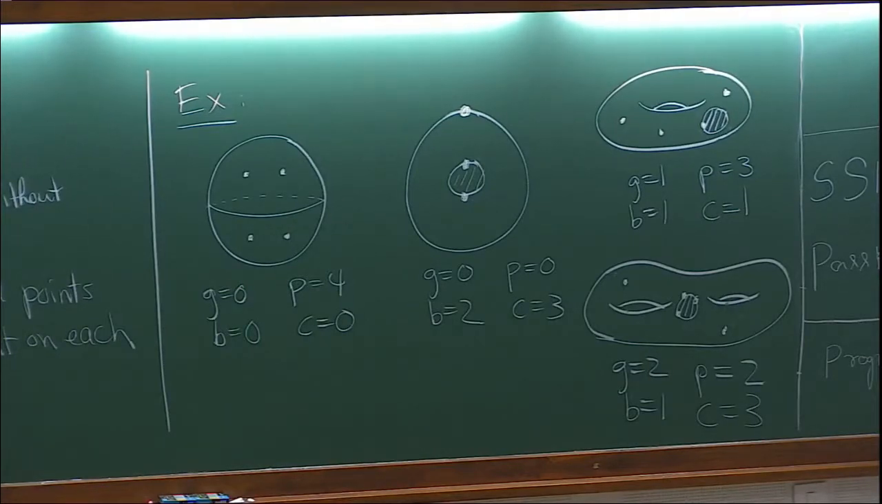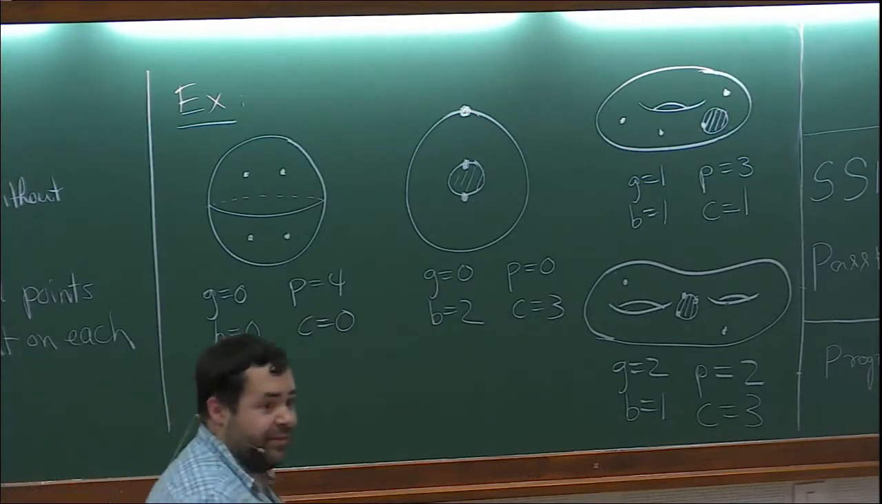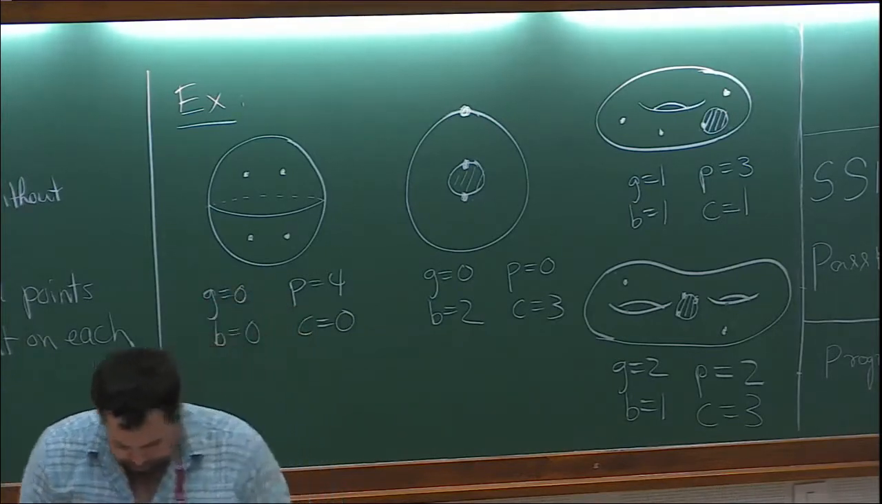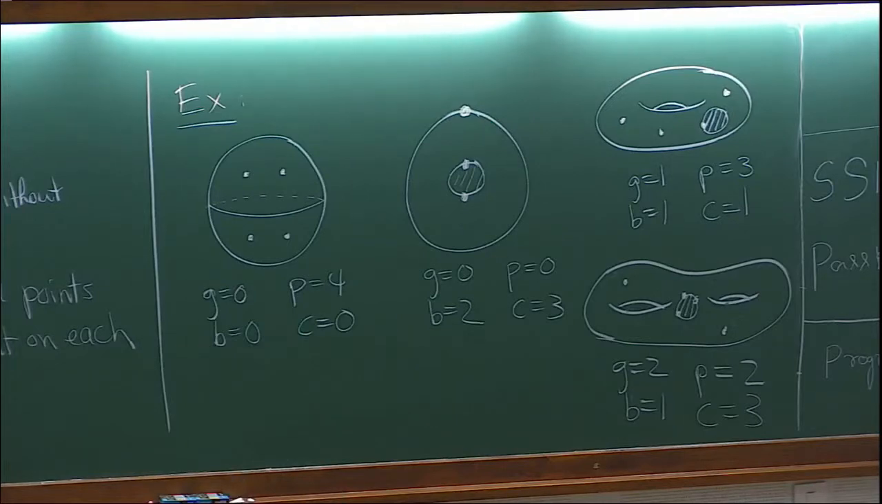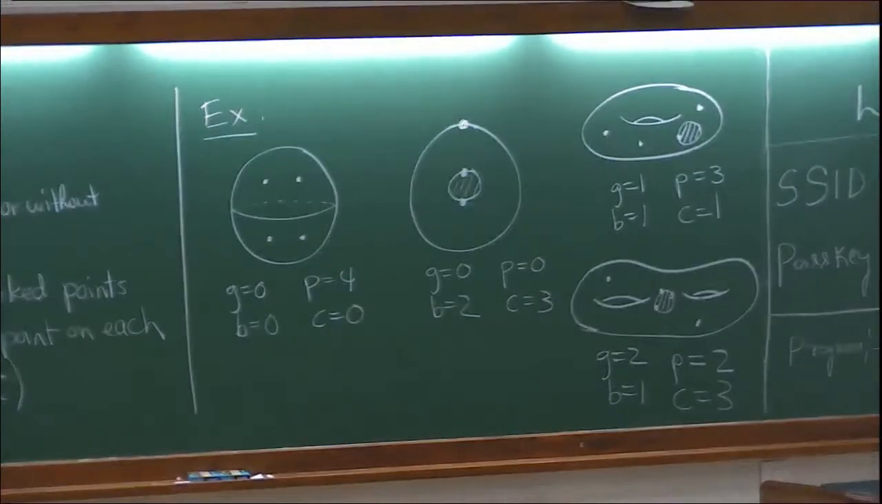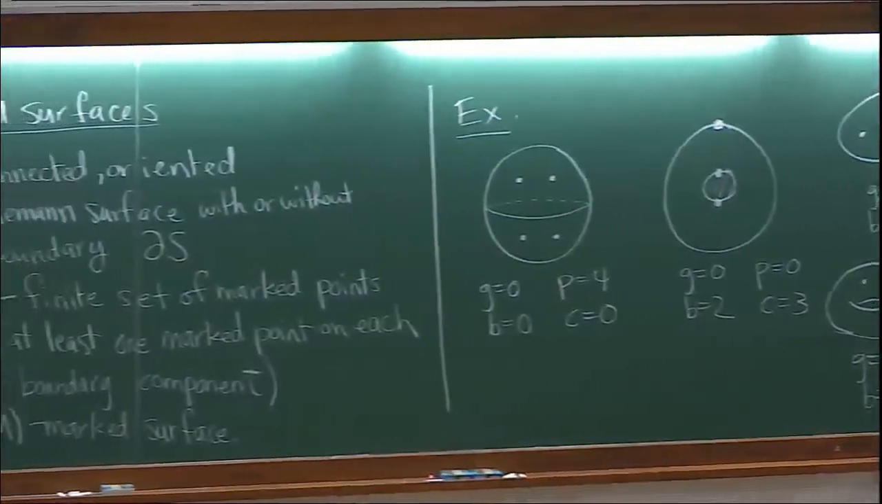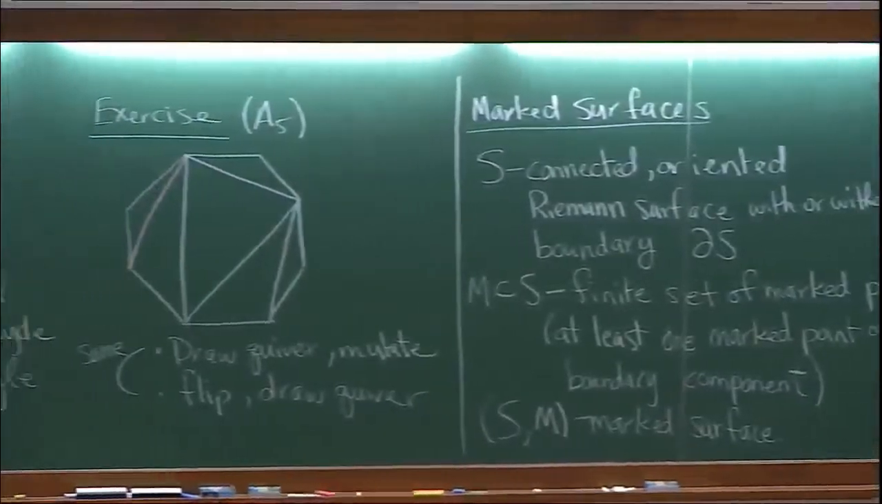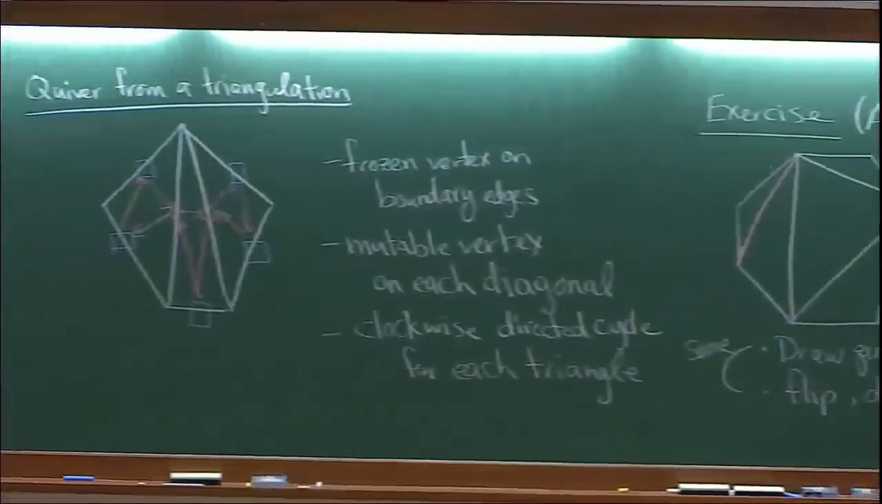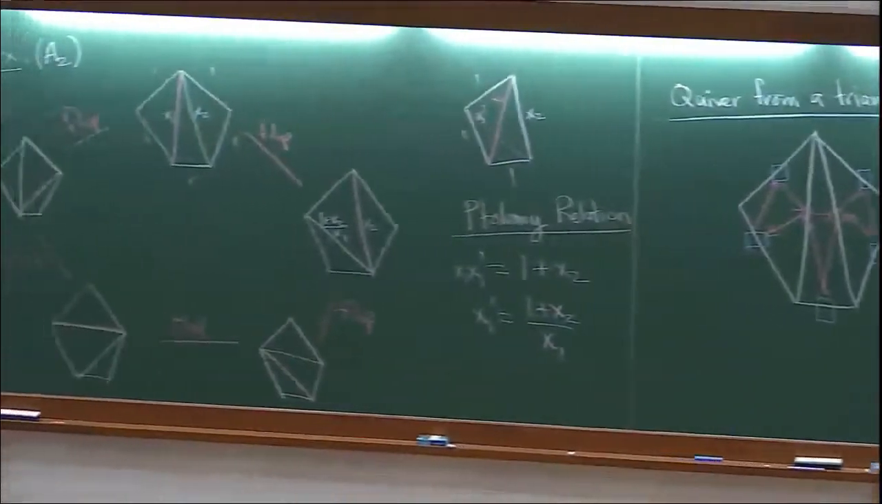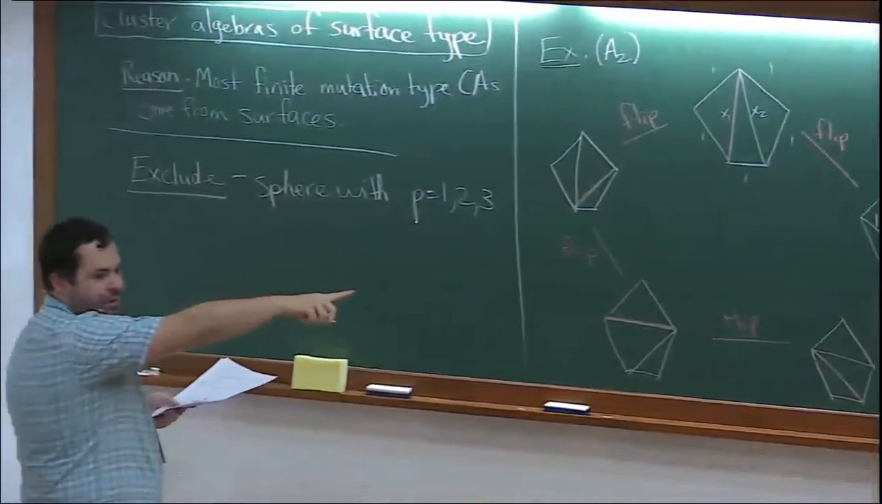Okay. So I want to start triangulating these types of things. I want to add arcs that connect these marked points and then make triangles, make a triangulation. But I want to exclude some examples. So I want to exclude spheres with 1 puncture, 2 punctures, or 3 punctures. That's the minimal sort of example in terms of number of punctures for my sphere.